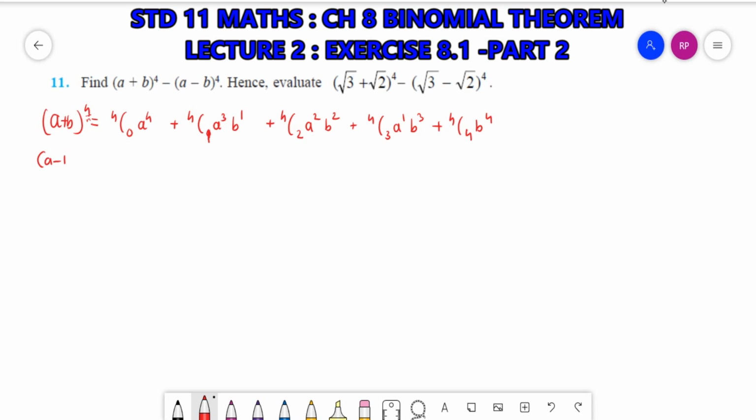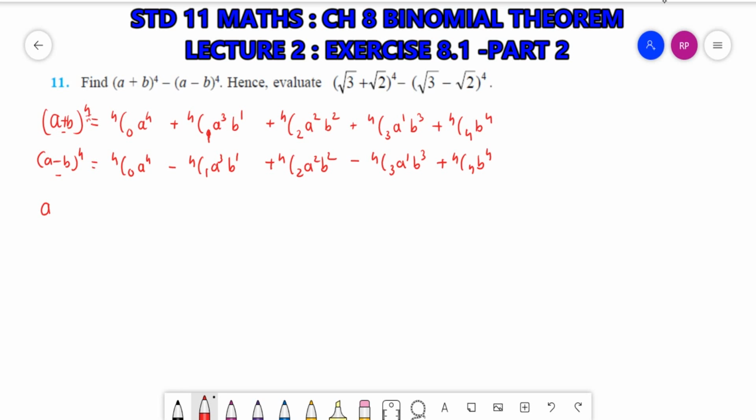Now a minus b raised to 4. So it's almost similar, but the only difference is here it's plus and here it's minus. So we will just use the negative sign at alternate terms. So 4c0 a raised to 4 minus 4c1 a cube b raised to 1 plus 4c2 a square b square, it will be the same terms, minus 4c3 a raised to 1 b cube plus 4c4 b raised to 4.